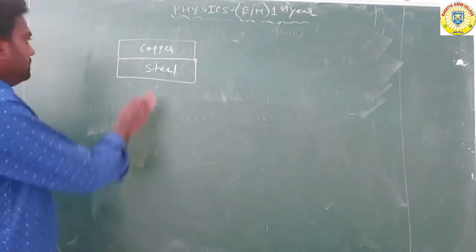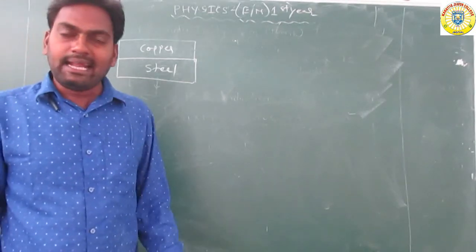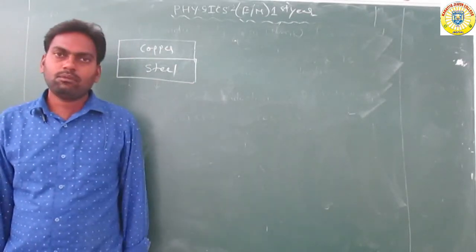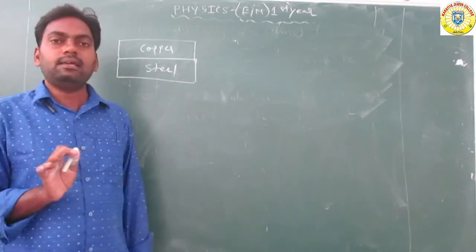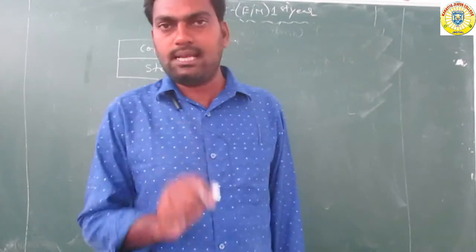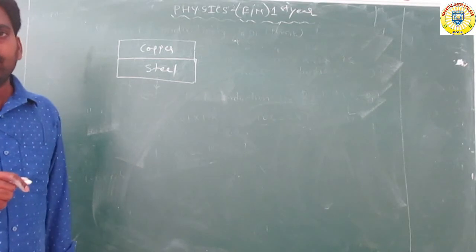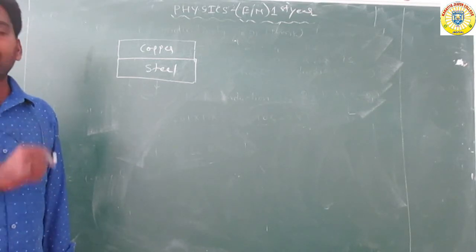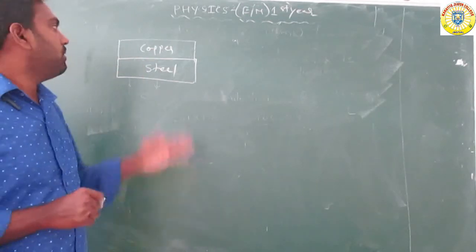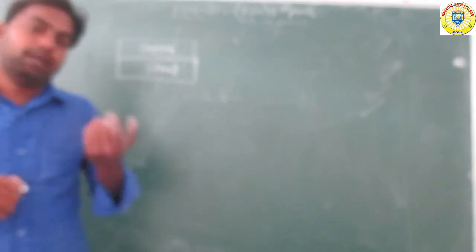First of all, copper has more linear expansion compared to steel. Already we know that. Now, first the ordinary temperature is taken. At ordinary temperature, the bimetallic strip of copper and steel stays straight.